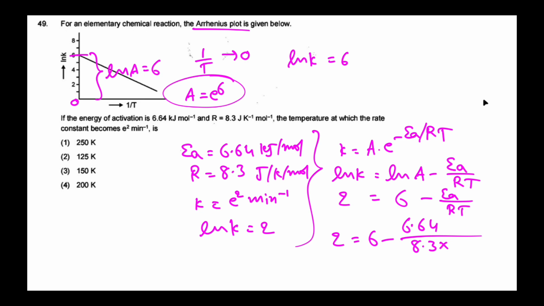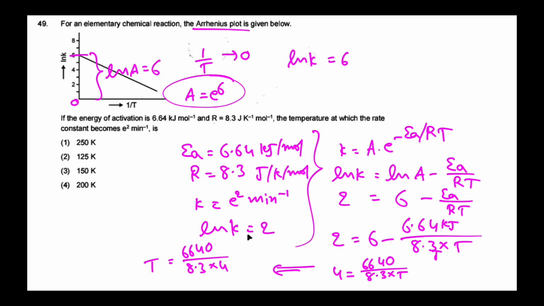8.3 into T. So 6 minus 2 is equal to 4, which is equal to this kilojoules value converted to joules, that is 6640 by 8.3 into T. So from this, T is equal to 6640 by 8.3 into 4. From that, the T value is nearly 200 Kelvin. So the answer is 200 Kelvin.